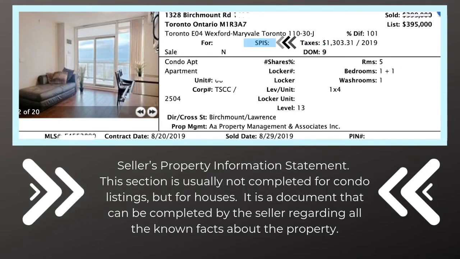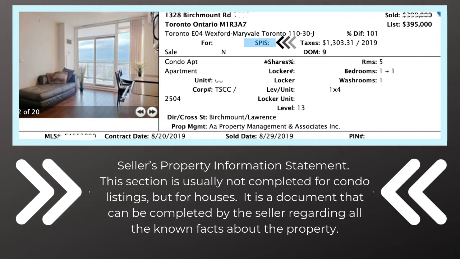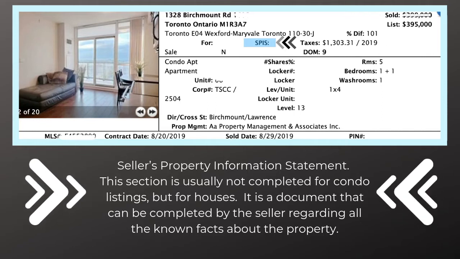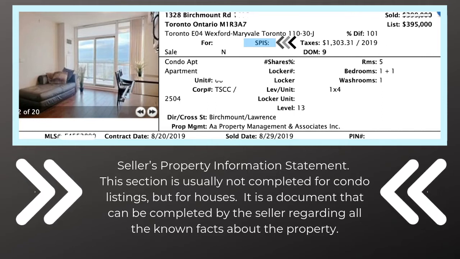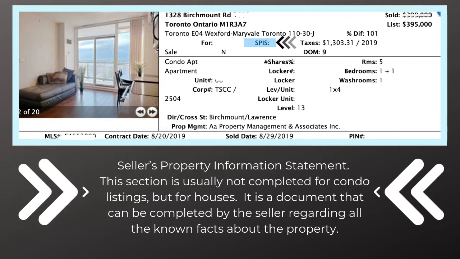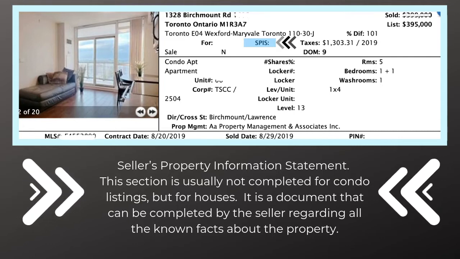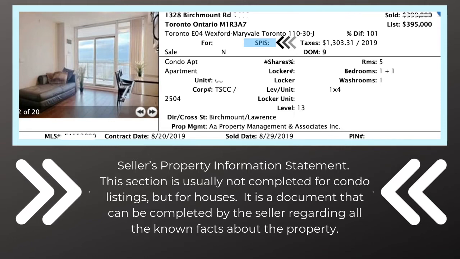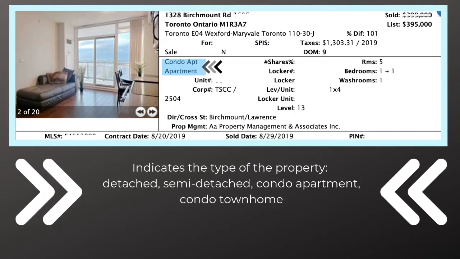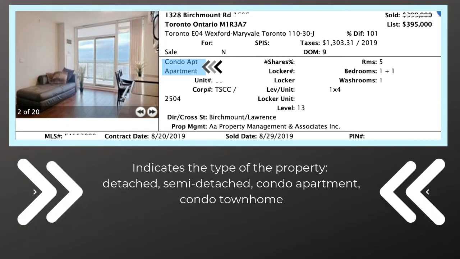The next one is SPIS, which stands for Seller's Property Information Statement. This section is usually not completed for condo listings, but for houses. It's a document that can be completed by the seller regarding all the known facts about the property. This next section indicates the type of property. It could be a detached, semi-detached, condo apartment, condo townhouse, and so on.